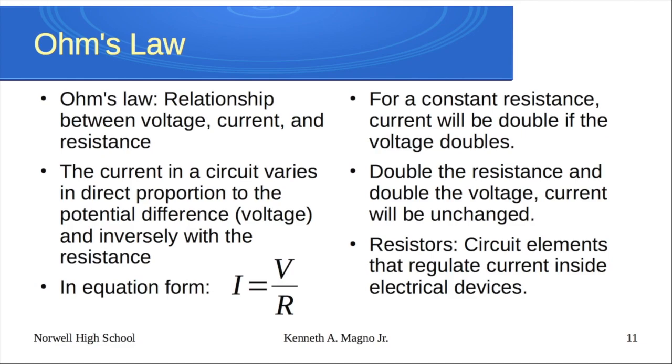So for a constant resistance, so if R stays the same, if I was to double the current, I would end up doubling the voltage, all right? Now on the other note, if I double the resistance and doubled the voltage, so if both V went up by 2 and R went up by 2, I'd have the exact same current, all right? So again, to remind you, resistors are that circuit element that regulates the current inside the electrical device that you've built, or electrical circuit that you've built.